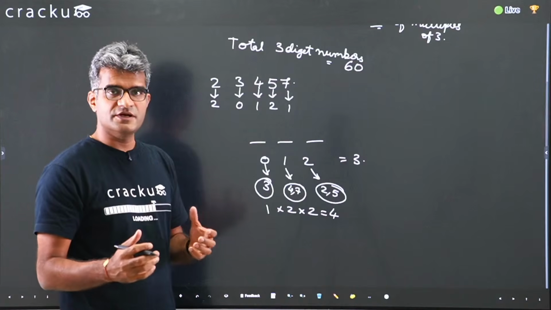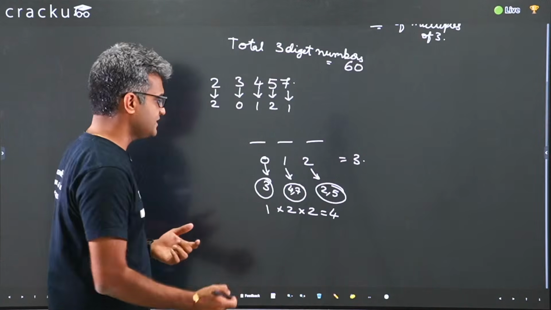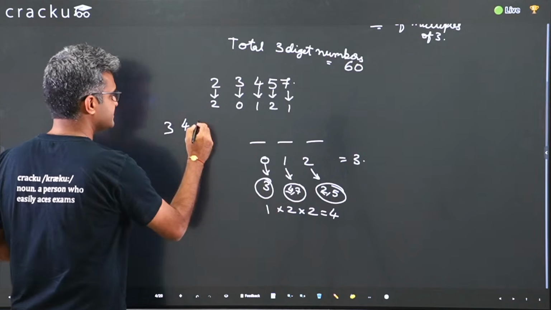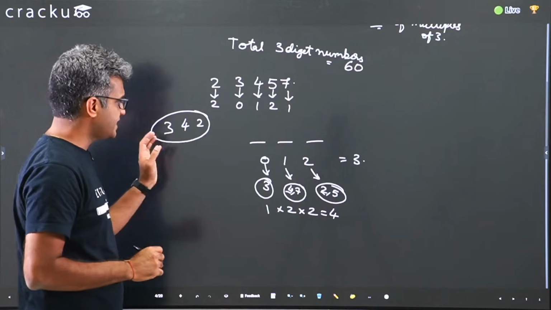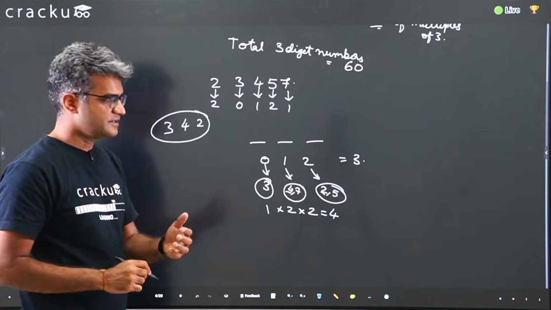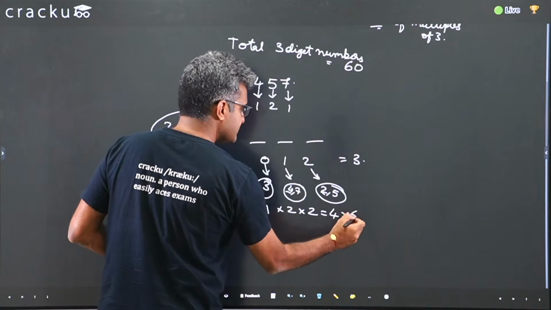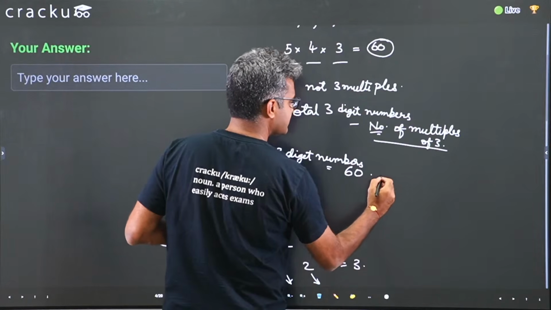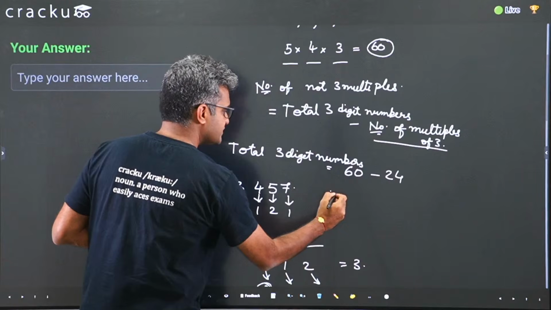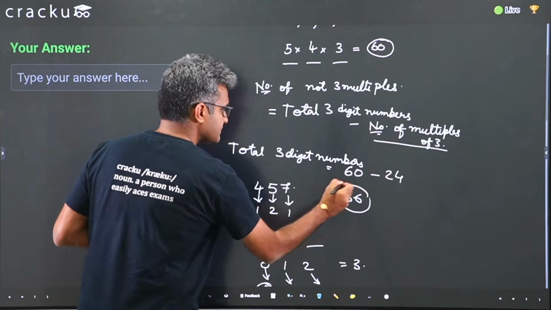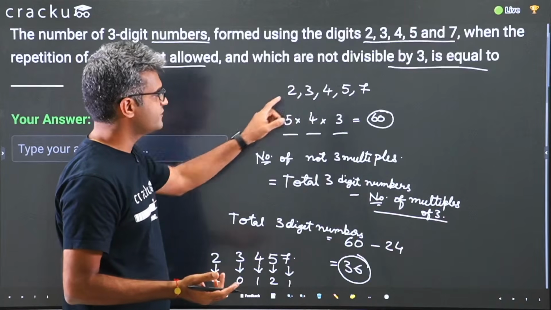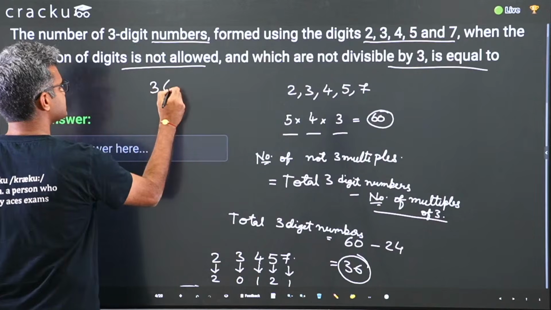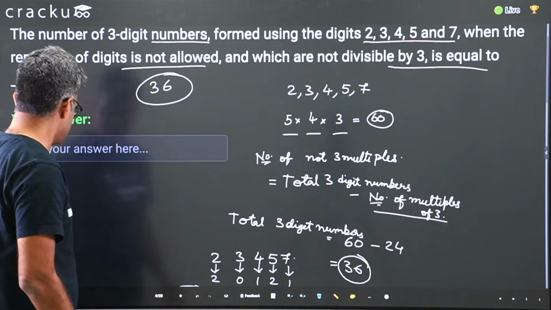But once you select them, you also have to arrange them. For example, if the 3 numbers selected are 3, and from here say 4, and from here say 2, you can arrange 3, 4 and 2 in 6 ways. So the total number of ways in which we can form a 3-digit number which is a multiple of 3 is 24 ways. So the number of 3-digit numbers which are not multiples of 3, which can be formed from these 5 numbers, will be 60 minus 24, which is equal to 36. Let us now look at the next question.